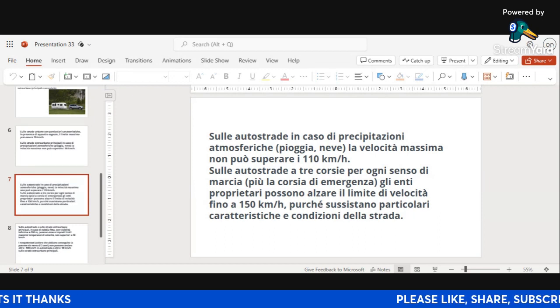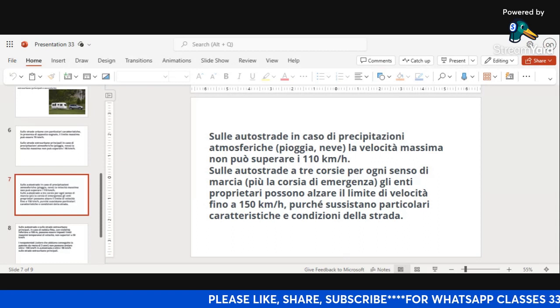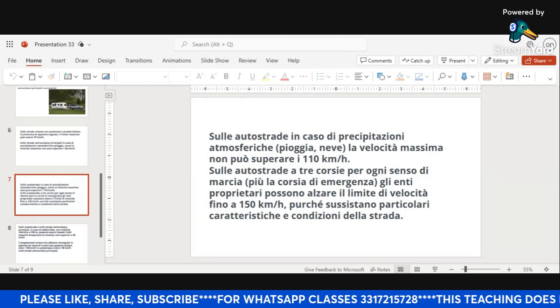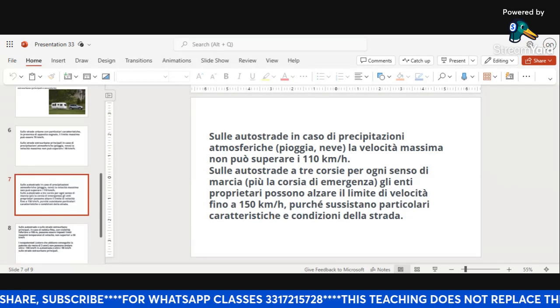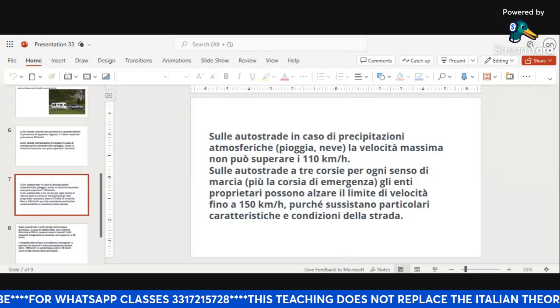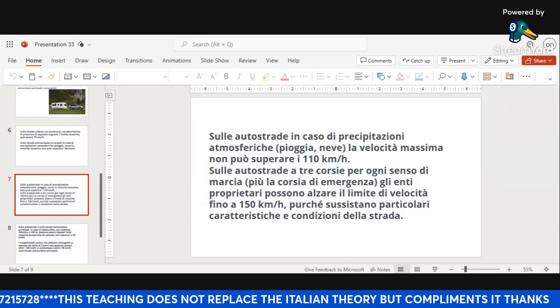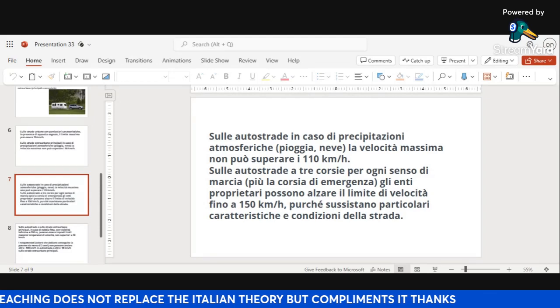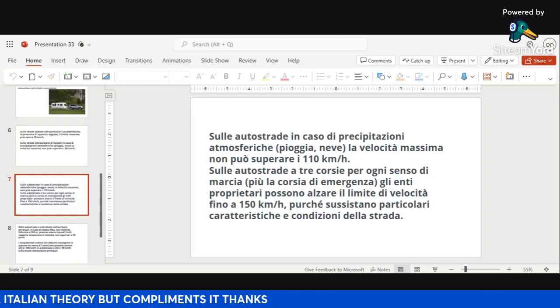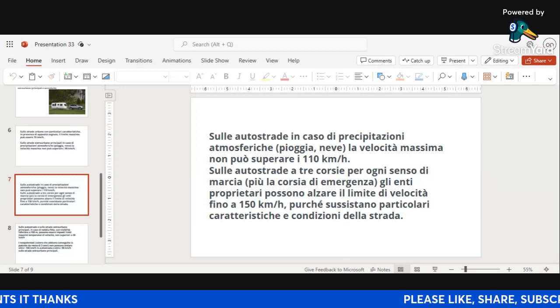So, for you to understand it quickly, when I ask, what if there is atmospheric condition, there's rain, there's snow, what are we supposed to go? Then you remember the general maximum speed limit first, remove 20, and you'll be left with the answer. So I'm removing 20 from 130, which is the speed limit for autostrada, and I'll be left with 110, which is what I'm supposed to go if it is raining, if it is snowing.